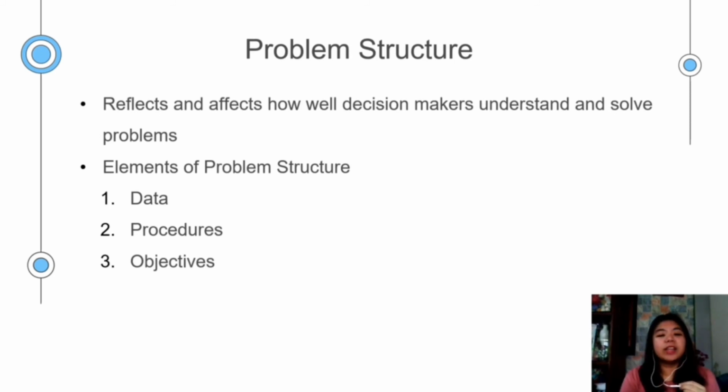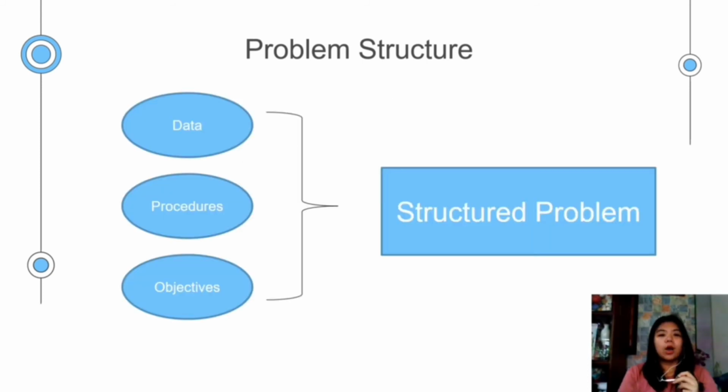So we have here the elements of a problem structure. First is the data, which are the values used to represent factors that are relevant to the problem. Next is the procedures, which is the sequence of steps or decision rules used in solving the problem. And then lastly is the objectives, which are the results the decision maker desires to attain by solving the problem. When all of these three elements are known with certainty, then the problem is structured.